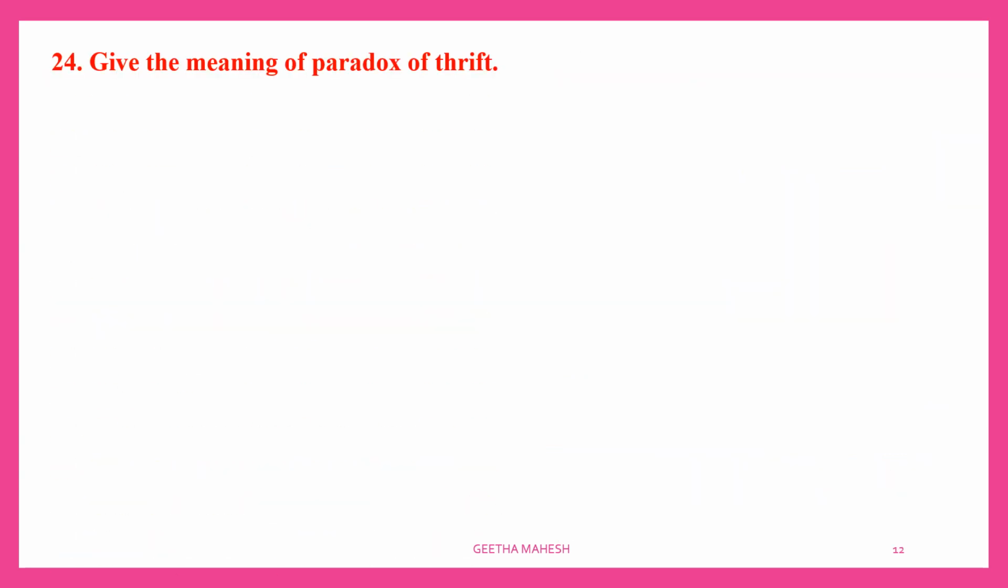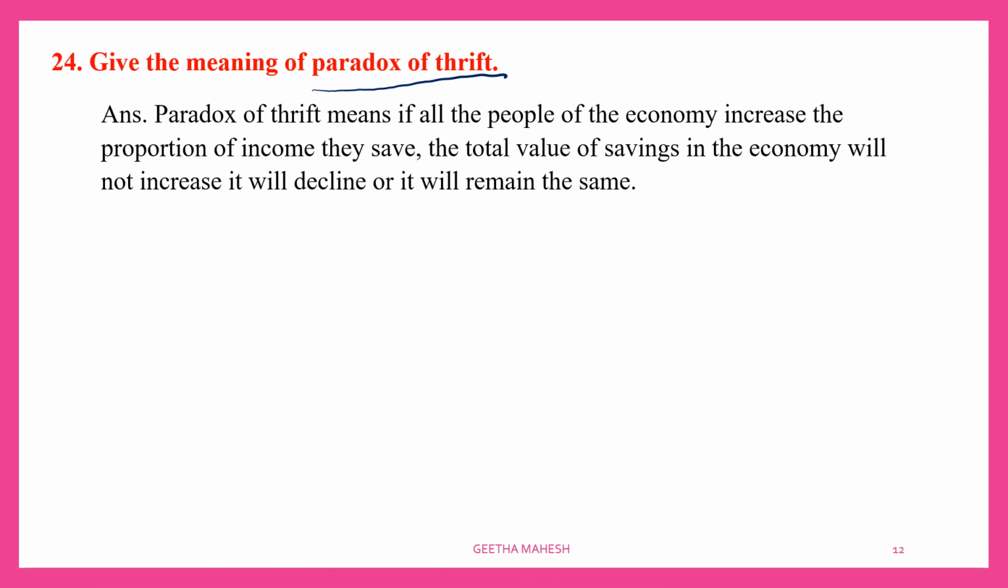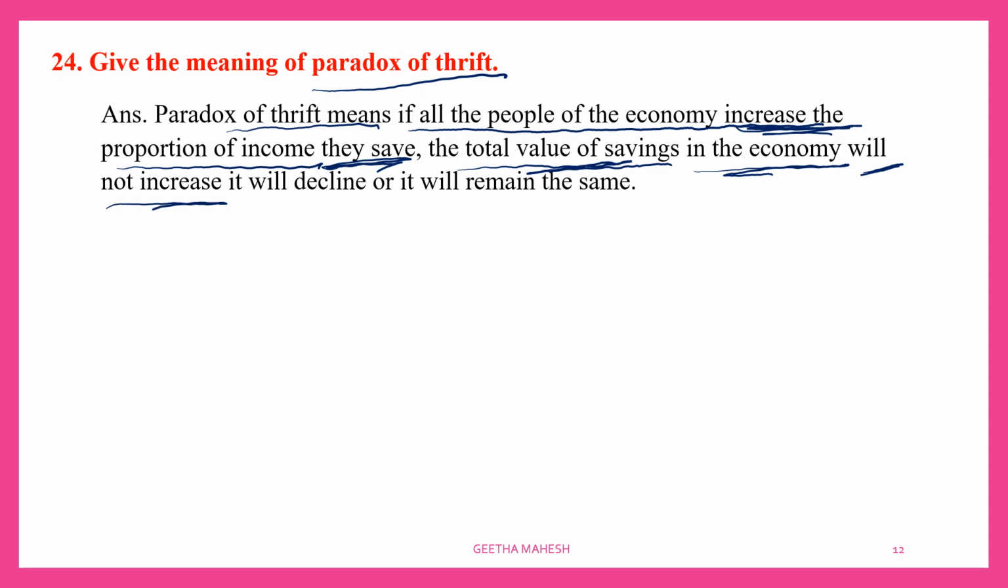Give the meaning of paradox of thrift. Paradox of thrift means that if all the people of the economy increase the proportion of income they save, the total value of savings in the economy will not increase. It will decline or it may remain constant.